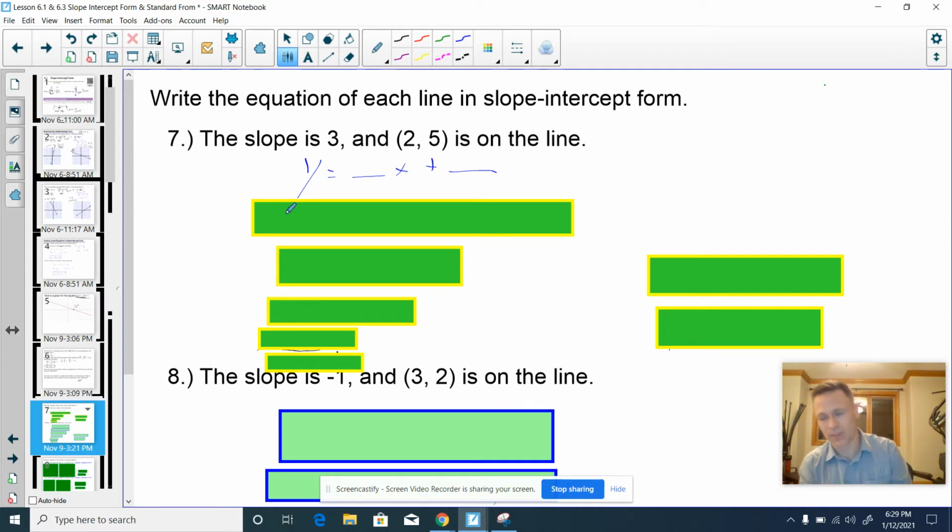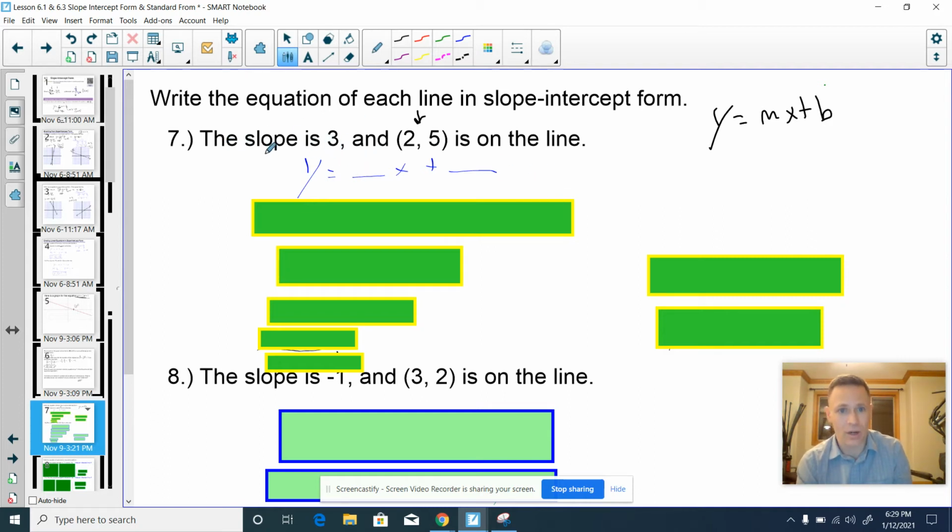Now look at this one. This is very similar to the other two problems, except check it out. That's not a y-intercept, right? 2, 5 is not a y-intercept. So let's read the directions. Write the equation of each line in slope-intercept form. All right, well, what's slope-intercept form? Y is equal to mx plus b, right? And I've started out with my traditional y equals blank x plus blank.